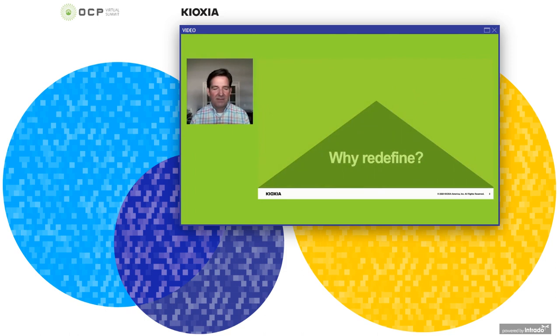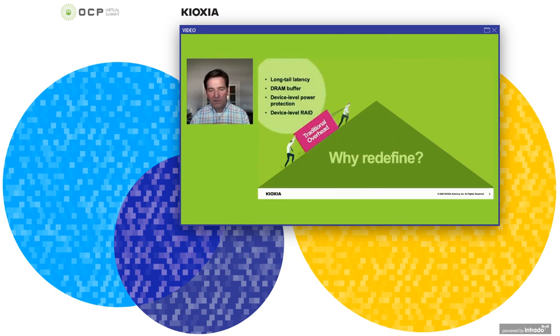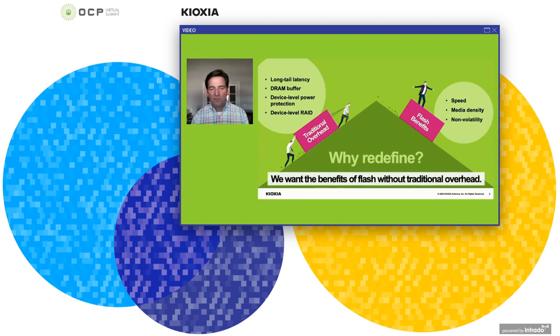And I'd like to discuss a little bit about the motivations behind this redefinition. And I think it's quite simple. We want the benefits of flash without the traditional overhead that comes with the hard drive paradigm. In the upper left, we see listed some of that overhead. In reality, we want the speed, the media density, the non-volatility of flash without having to worry about this overhead, which is in reality a tax on the flash storage at the hyperscale.